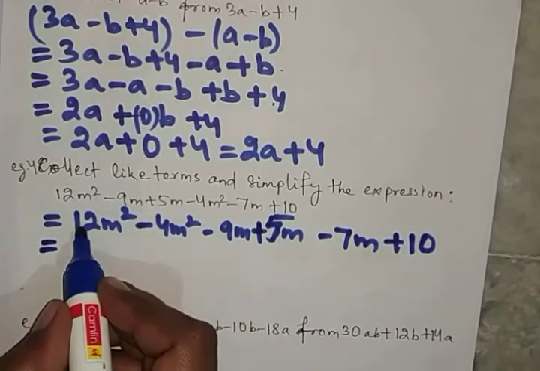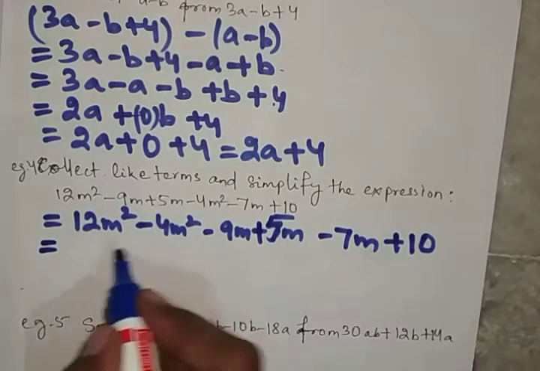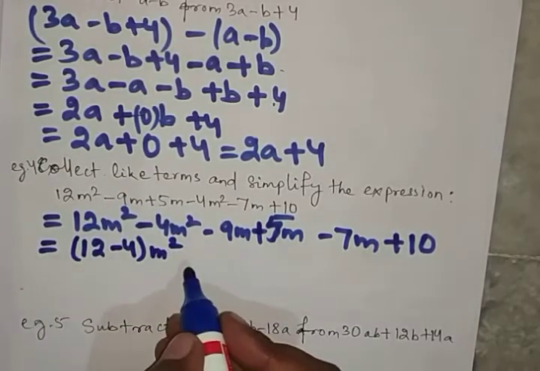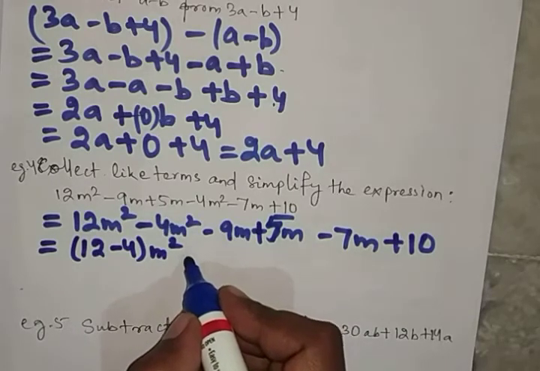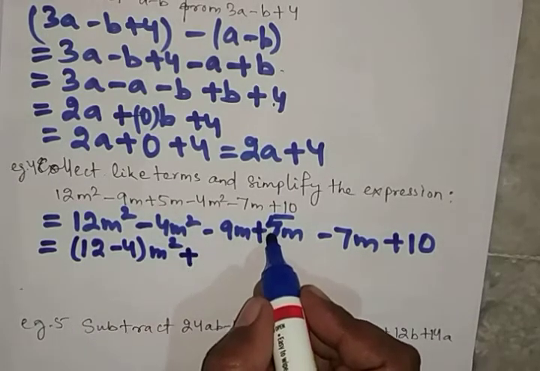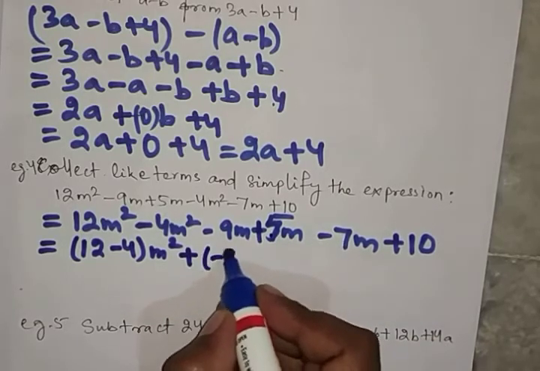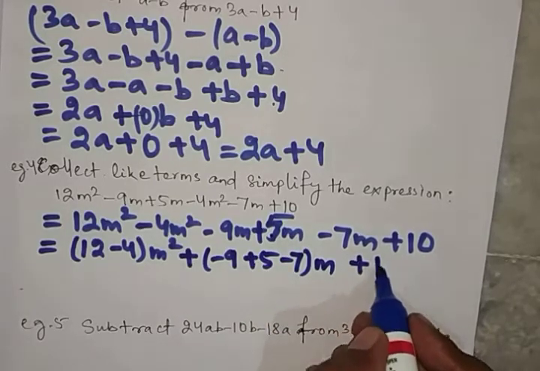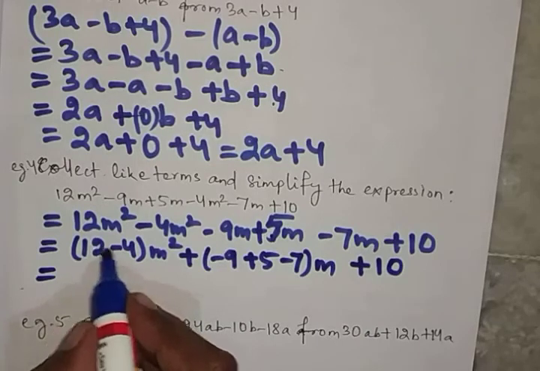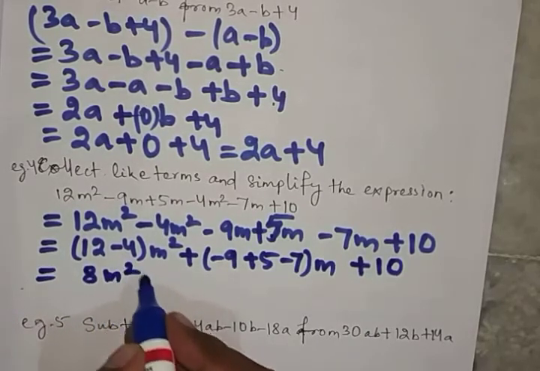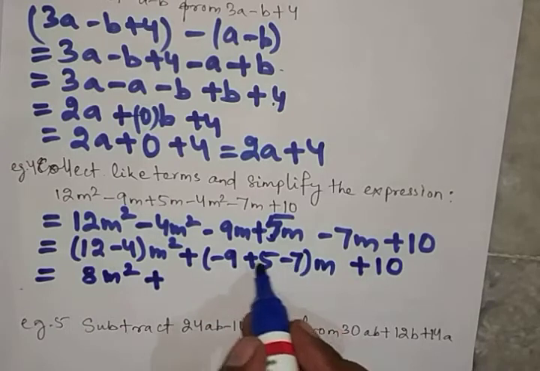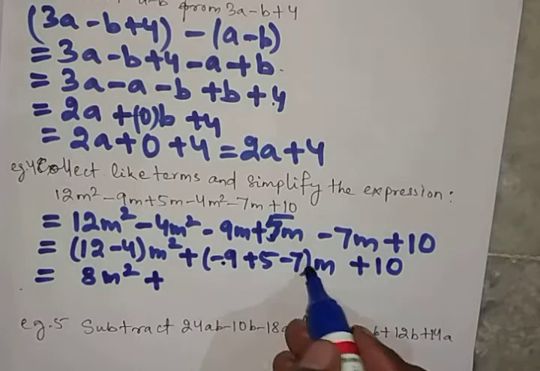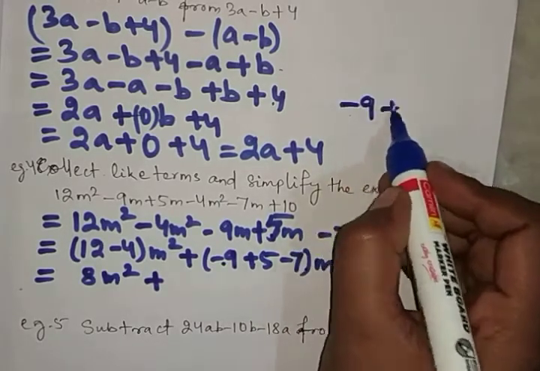So here the numerical coefficients are 12 and minus 4. So you can write it as 12 minus 4, m square, by using the distributive law. Then the m terms: minus 9 plus 5 minus 7, m, using the distributive law, plus 10. So look at here, 12 minus 4 is 8m square, plus minus 9 plus 5 minus 7.